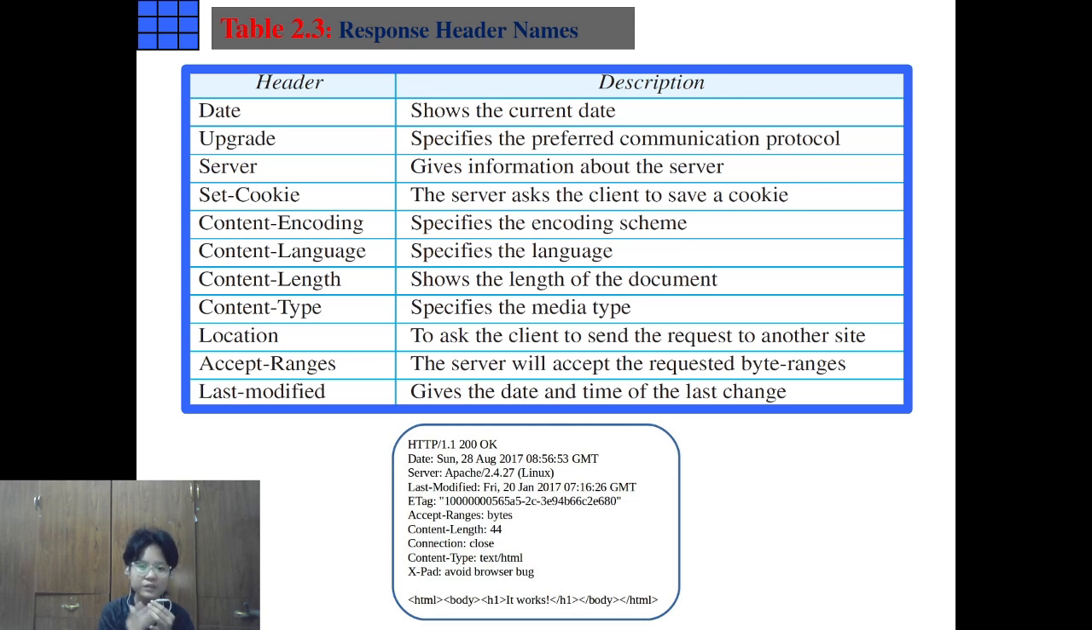Content type specifies the media type. Location asks the client to send the request to another site. Accept ranges means the server will accept the request by range. Last modified gives the date and time of the last change. And this is the same as previous.